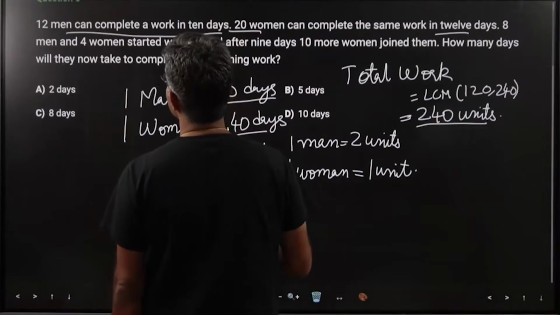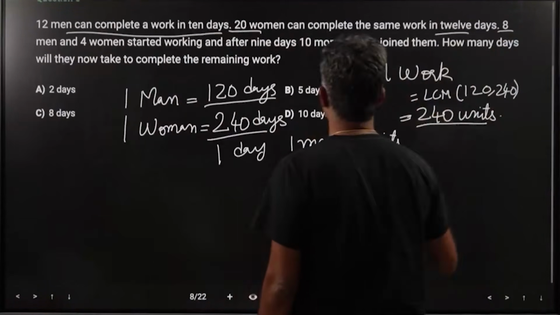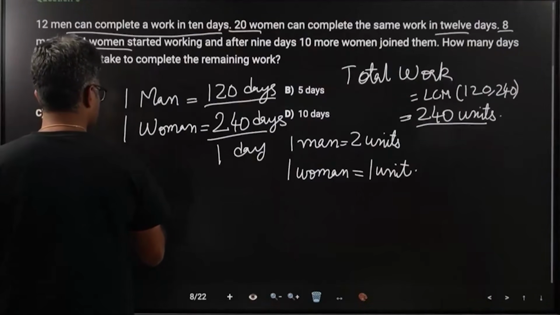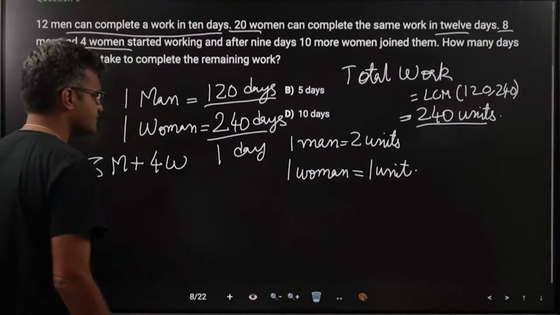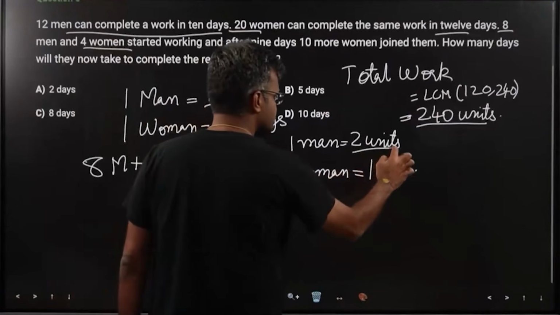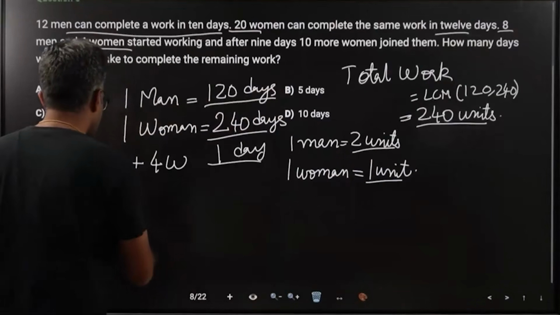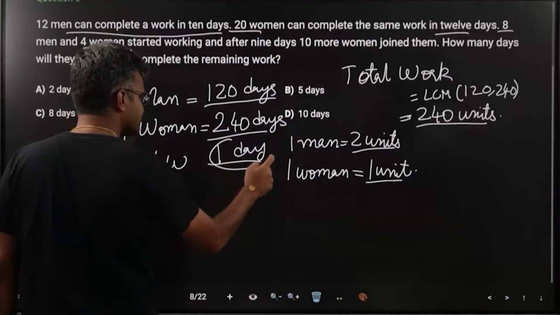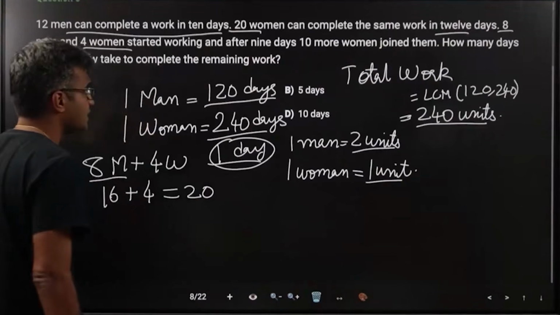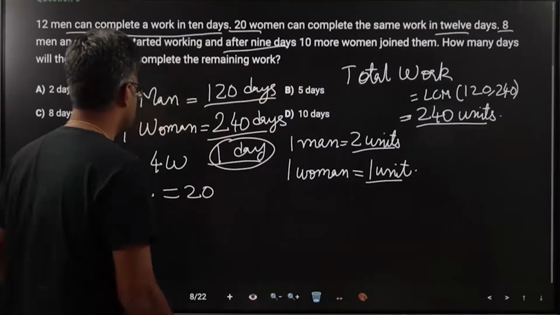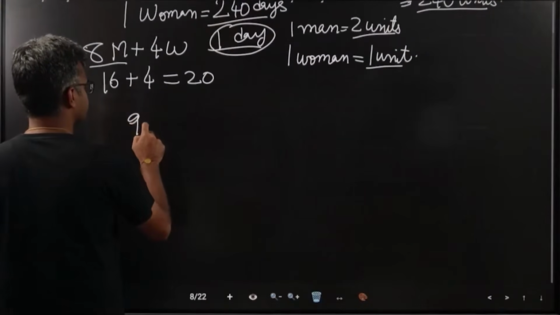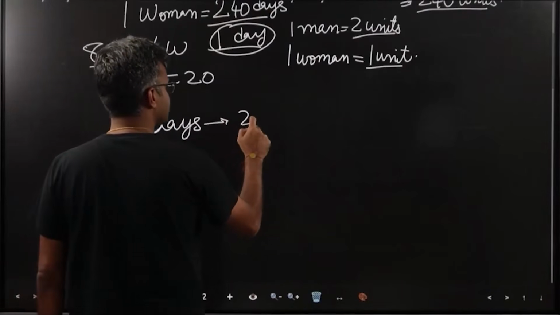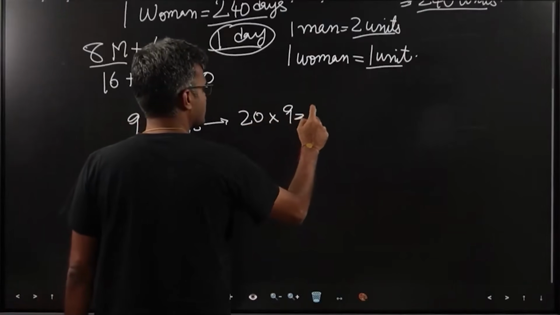Now what we are told is, initially we have how many men? We have 8 men and 4 women. How much work will they do in 1 day? One man does 2 units of work, one woman does 1 unit of work. So 8 men will do 16 units of work, 4 women will do 4 units of work. So in 1 day, this group does 20 units of work. And they work together for 9 days. So in 9 days, the amount of work done by them is 20 into 9, which is 180 units.